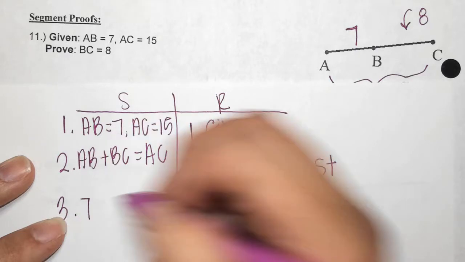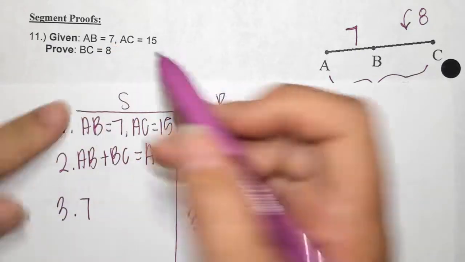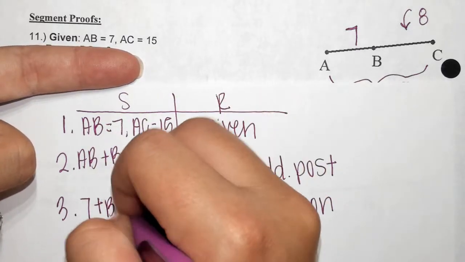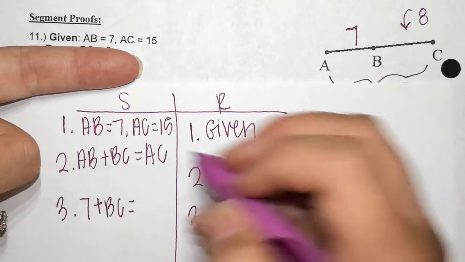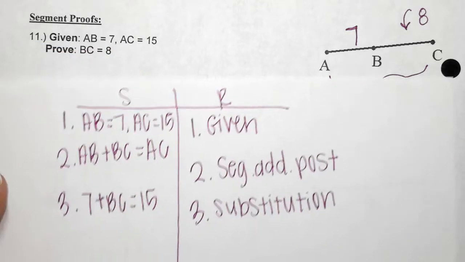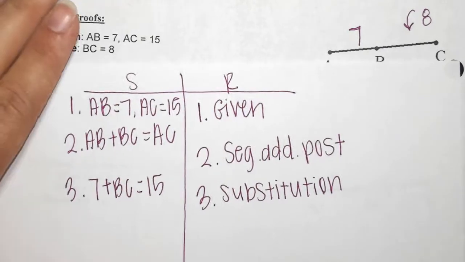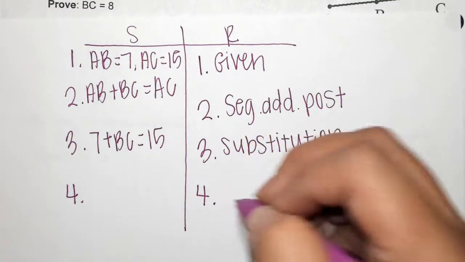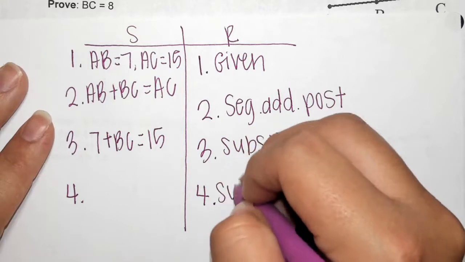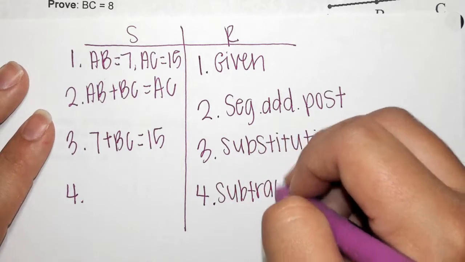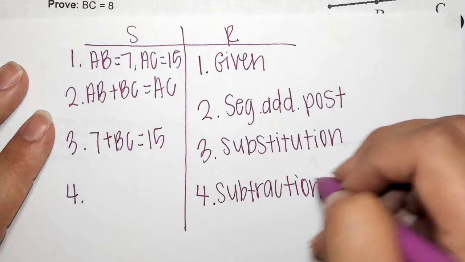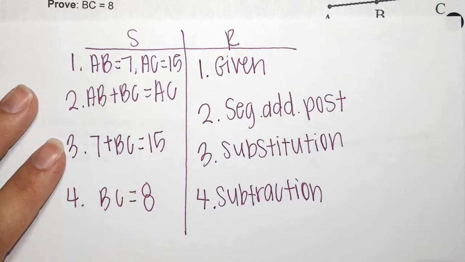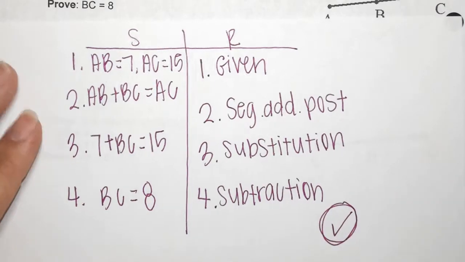AB is equal to 7. Don't plug in BC. You don't know BC yet. That's to come. So keep BC. What's AC equal to? 15. Very nice. So step 4 is subtraction. So BC is equal to what? Is that what we wanted? Yeah. Done with that one.